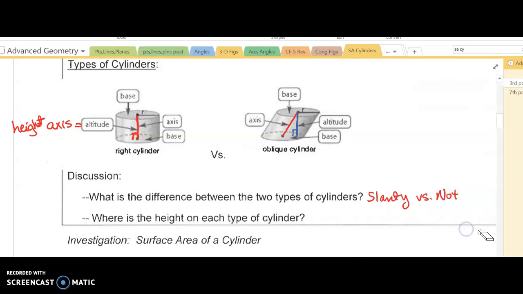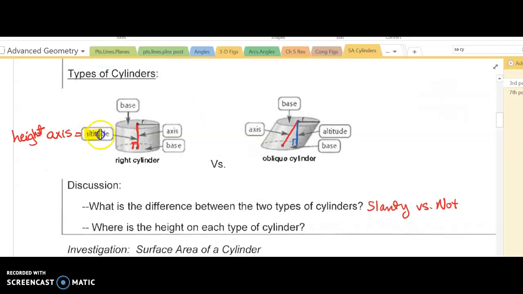And then secondly, where is the height on each type of cylinder? So notice that on the first cylinder, the right cylinder, the altitude and the axis are the same thing. They are all the same thing, and that is your height. It's just going right down the middle like you would think it would be.